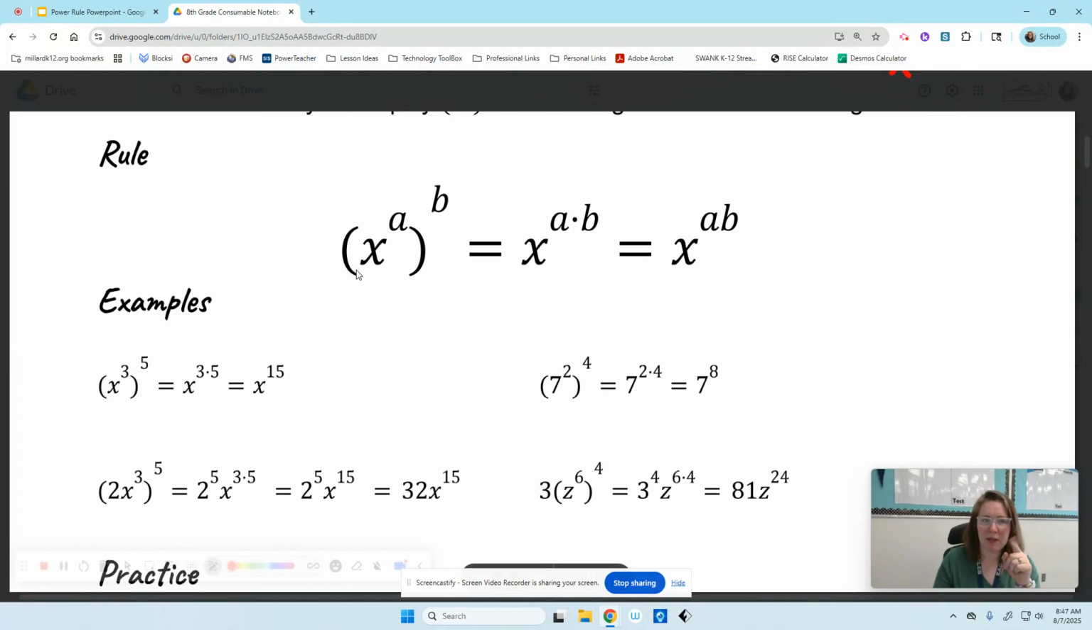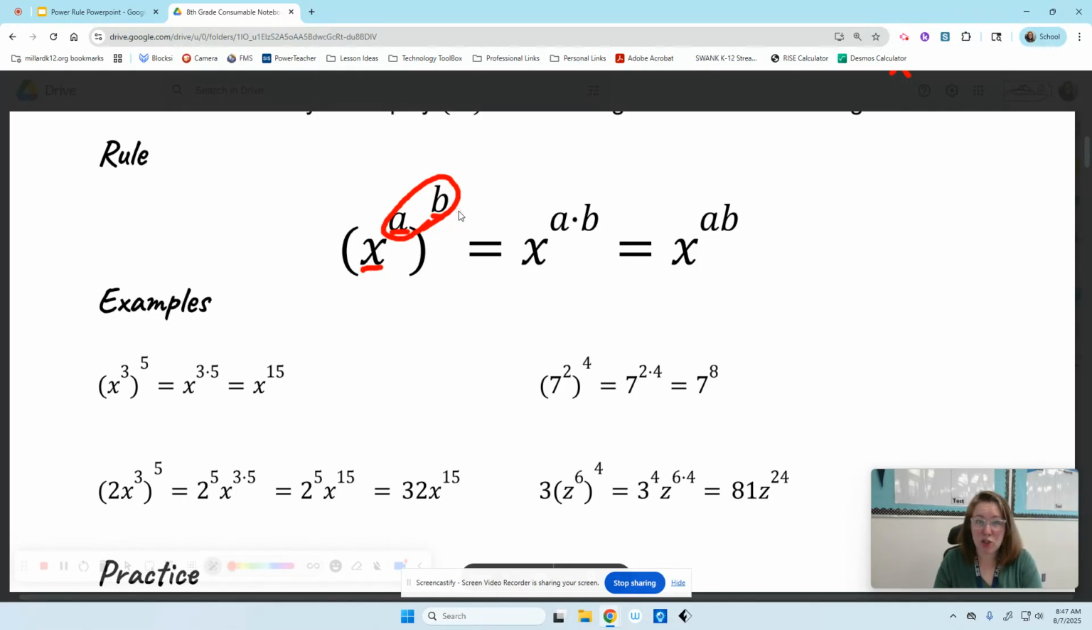So our trick this time, our power rule that we're using, is when there's only the one base, notice how there's not two x's here. I'm not worried about, oh, is it an x and a y? It's just an x. And then I've got an exponent, and then that's to the power of another exponent, right? It's called the power rule. It's to the power of another exponent. Then you are allowed to just multiply these two exponents together.